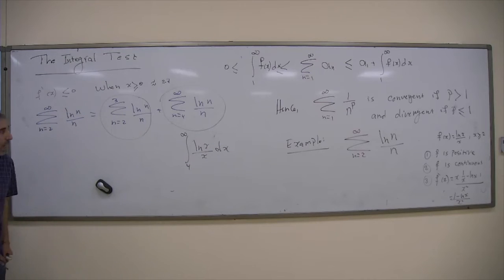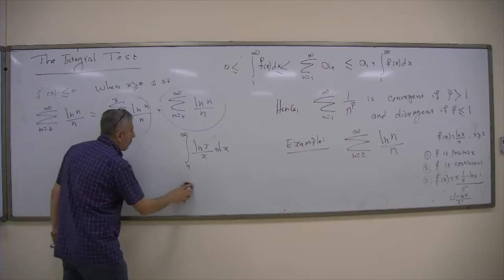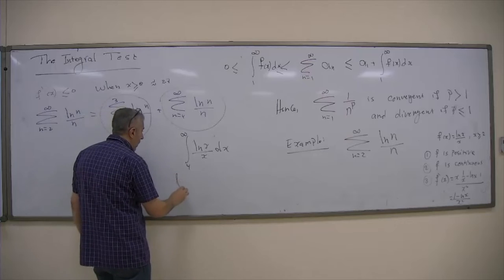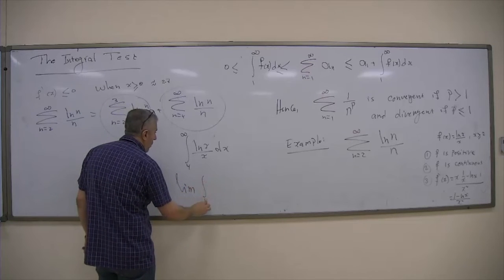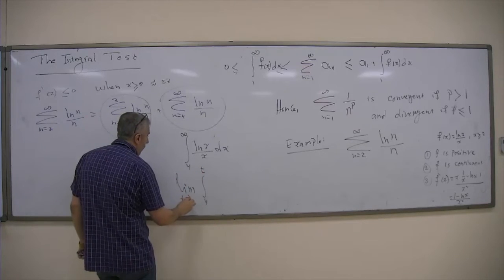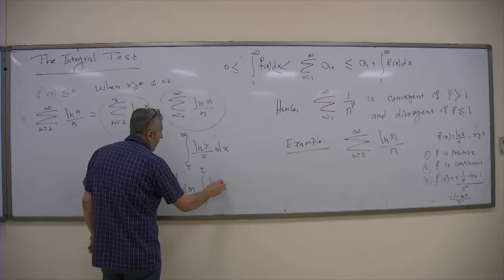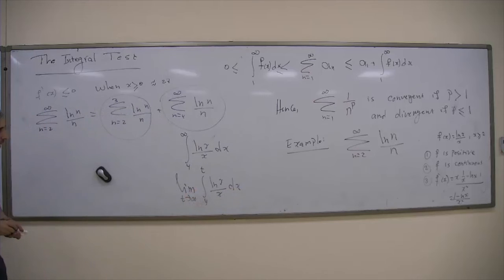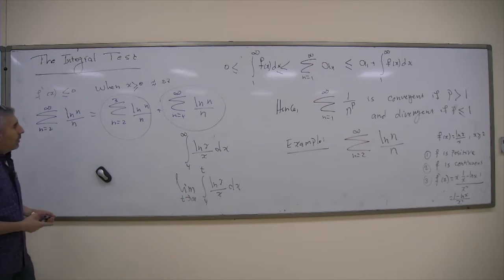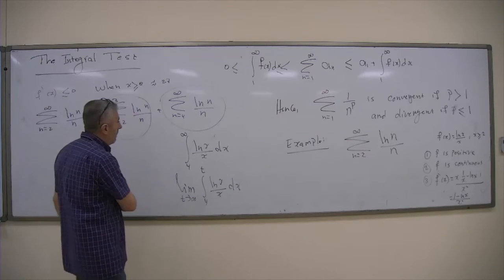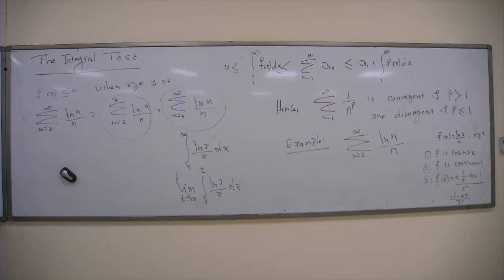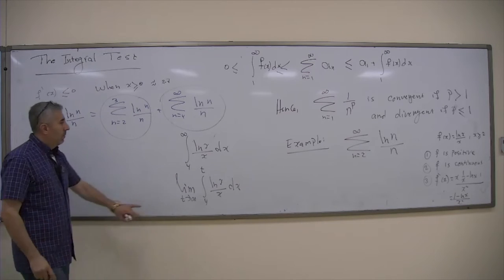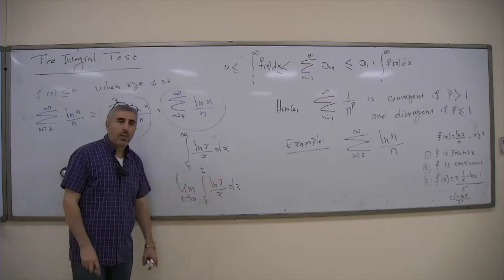And you know how to handle this, correct? So this improper integral is the limit as t goes to infinity of ln x over x dx. Am I correct? And now you need to integrate. What is the integral of ln x over x?